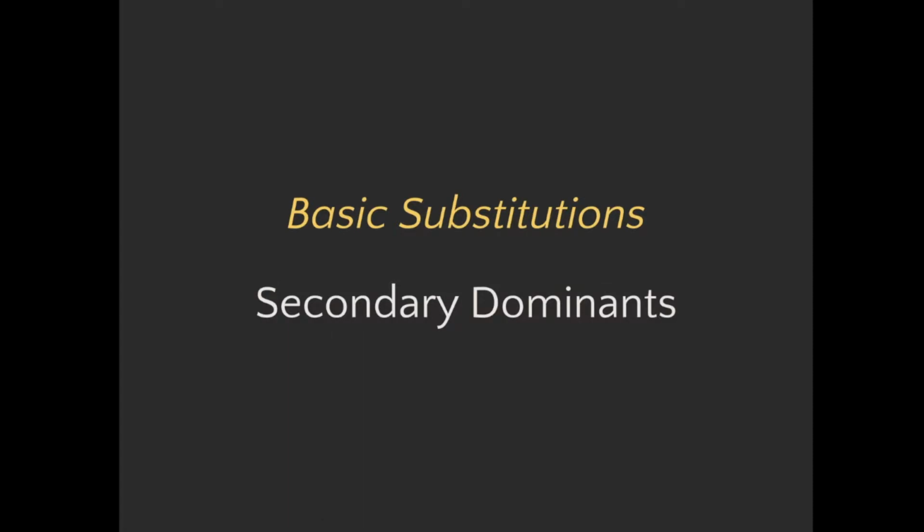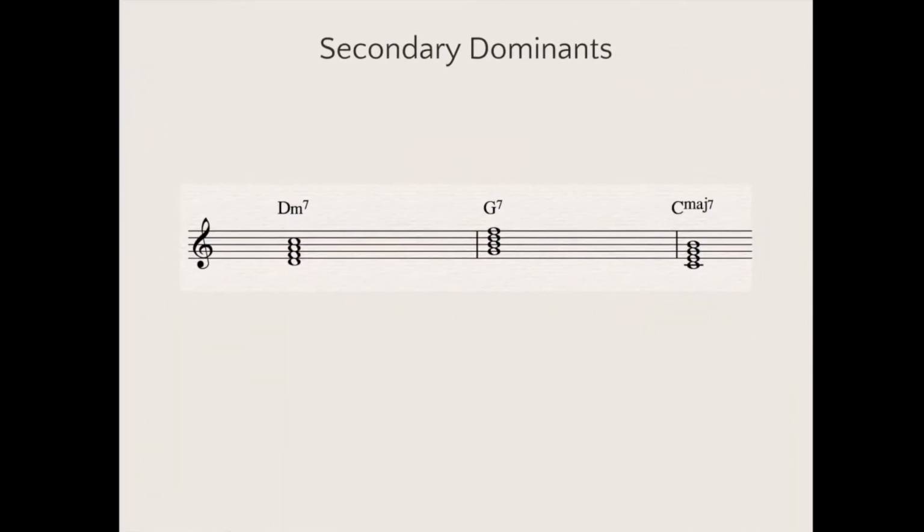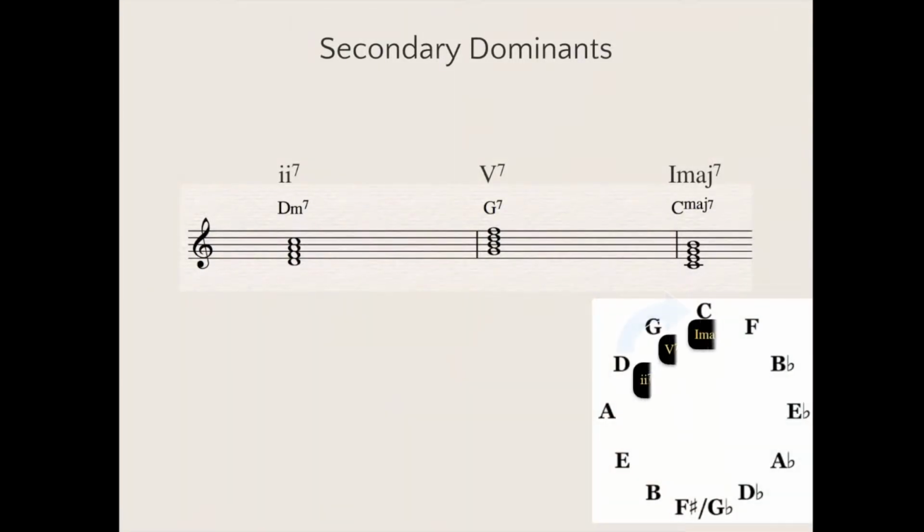In this video we'll continue looking at basic substitutions. This time we're going to be exploring secondary dominants. A secondary dominant is generally a 5-chord, slightly out of context to a sequence. In a normal 2 minor 7, 5 7, 1 major 7, the 2 chord, which here is a D minor 7, would lead into a G7.